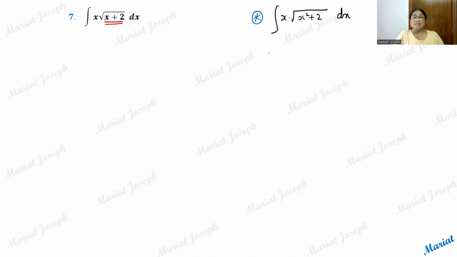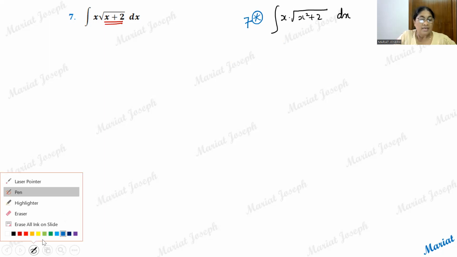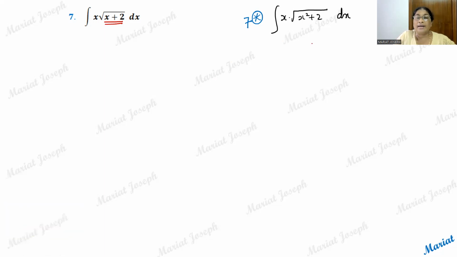I've given a star question here. Let us call it 7 star. Alina, we are going to do that 7 star first. Okay, ma'am. All right. So I suggest you, Alina, take x square plus 2 as the substitution. Why take x square plus 2 as the substitution? That is what we have to observe and learn.